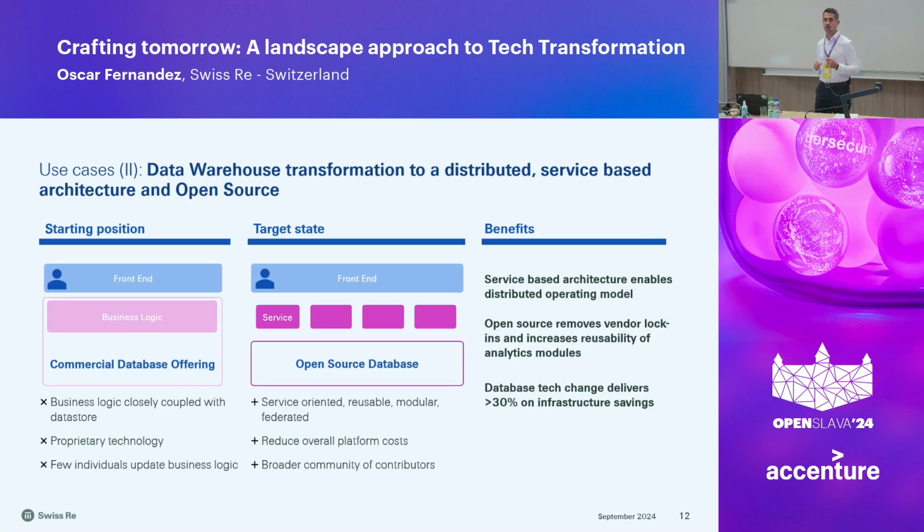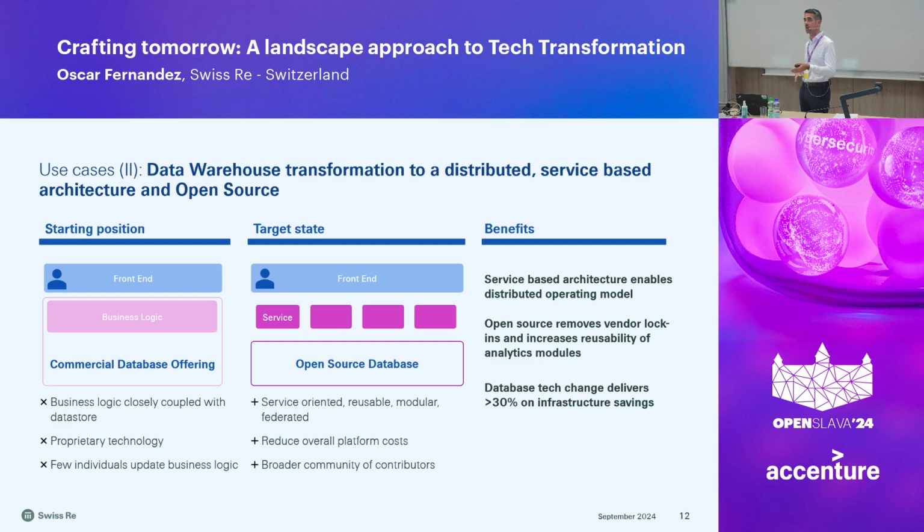The second example I wanted to cover is our data warehouse. You can imagine, for analytical needs and overall to manage our operations, it's a super important system. Our starting point here was a commercial database, with the business logic tightly coupled with the data store, and using proprietary technology, which also meant that only a few of our people were qualified and able to make changes to the actual logic in the database. Our target state is moving fully into public cloud, also using open source.